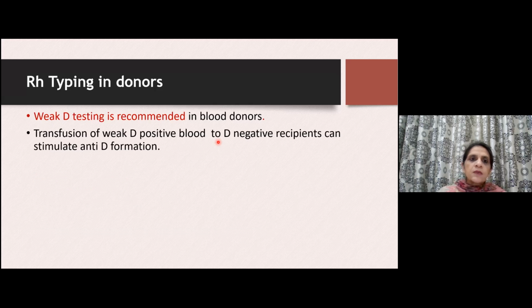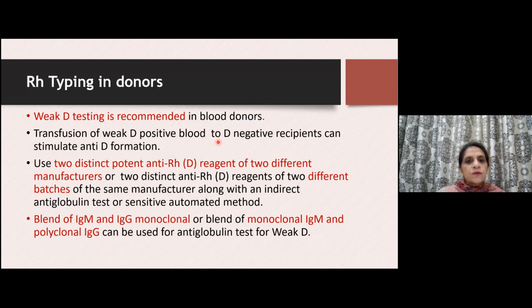So if you look at Rh typing in donors, weak D testing is recommended in blood donors, which we all know, and transfusion of weak D positive blood to D negative recipients can lead to stimulation of anti-D formation. So FDA says that we should use two distinct potent anti-RHD reagents of two different manufacturers or two distinct RHD reagents of two different batches of the same manufacturer.